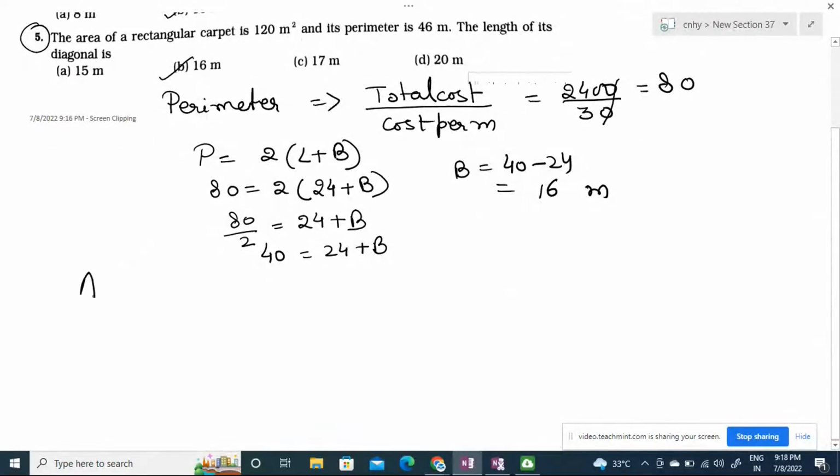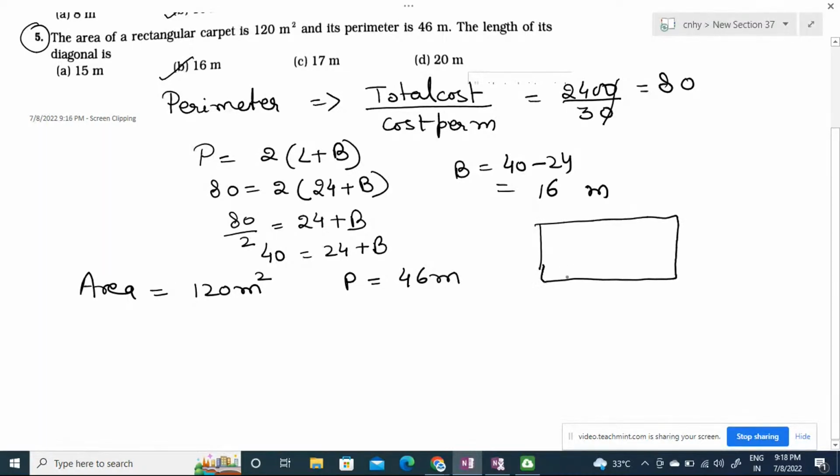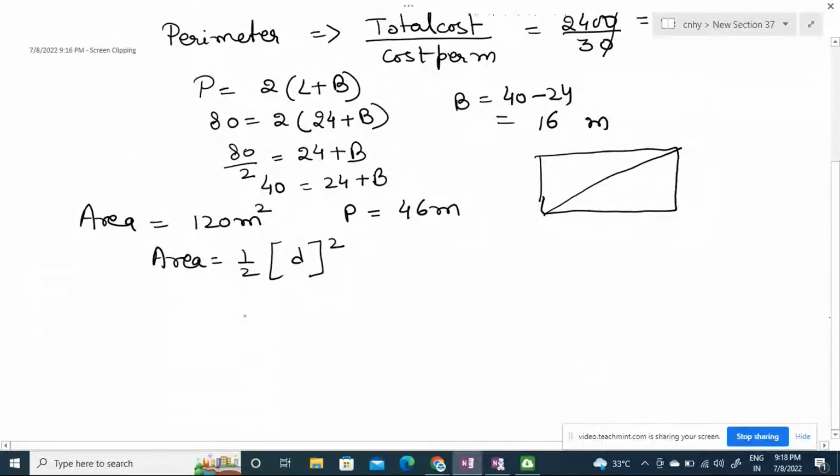Now question number 5. Area of the field is given to us. It is 120 meters square. And perimeter is given to us, 46 meters. And we have to calculate the diagonal. Listen, I'm going to solve this. Now we know that the formula for area is equal to half of diagonal square. If we simply write 120 equal to 1 by 2 diagonal square, so it becomes 240 is diagonal square.